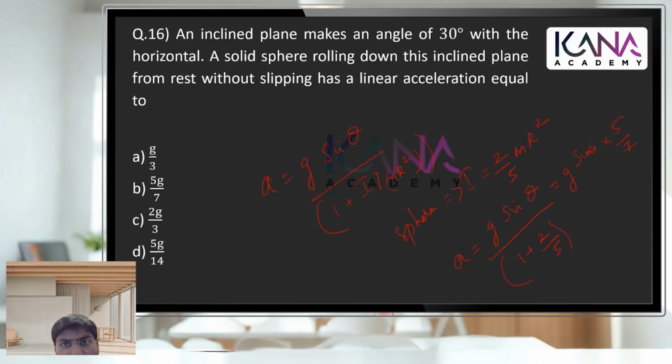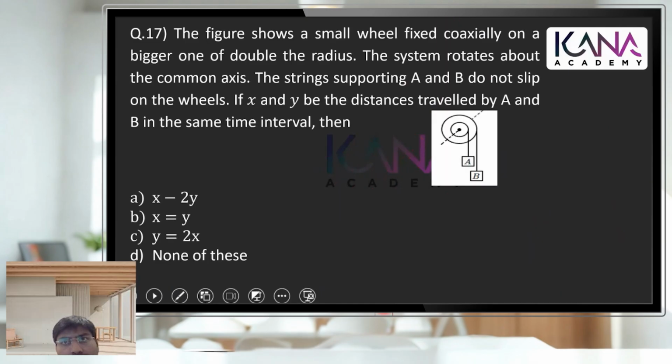So sin theta here, theta is 30 degree. So you can substitute that as well here. So A becomes 5 by 7 into 1 by 2. So it is 5 by 14 times G. So it is option D. Okay. Next question.